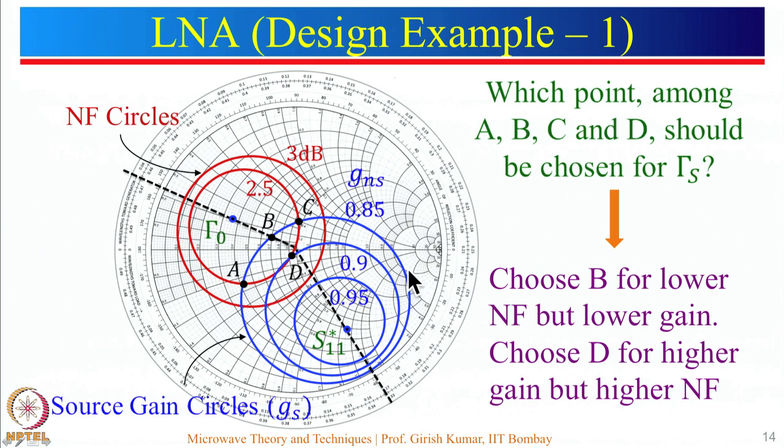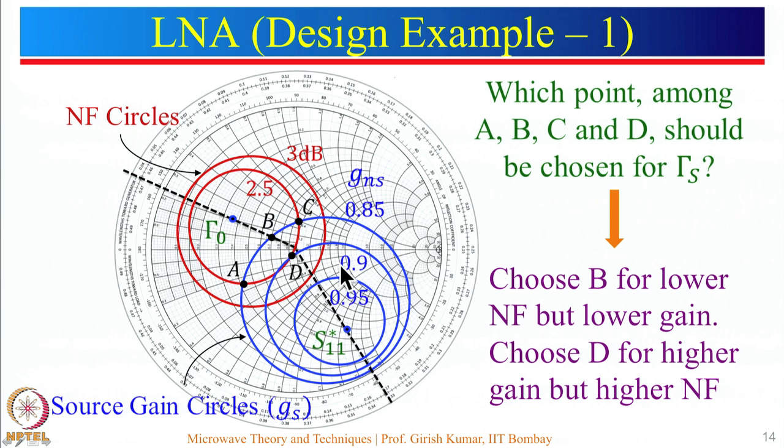Now, if one tries to design this particular amplifier for maximum gain, which will correspond to this particular point, you can see that the noise figure will be very poor over here, because this itself is 3 dB. If you look at another circle, the noise figure here may be 4 dB or even 5 dB. So, it is not a good idea to choose this particular point for maximum gain. So, we have to sacrifice gain now.